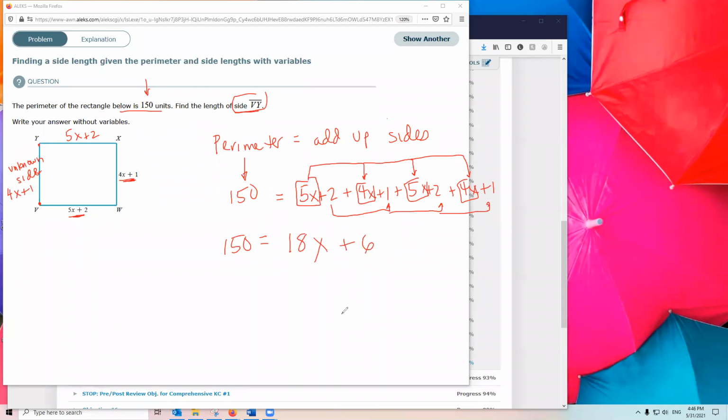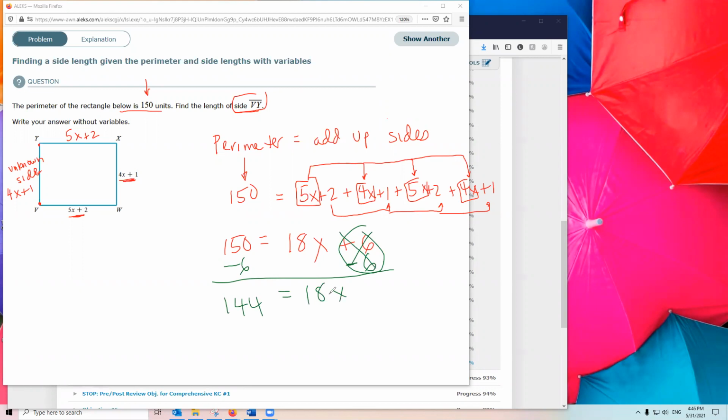All right, I'm going to solve this equation for x. Well, to get started, I'm going to get rid of this addition of 6. To undo an addition, I use subtraction. I'm going to subtract 6 from both sides. Adding 6, subtracting 6 cancels out on the right. On the left side, I have 144 equals 18x.